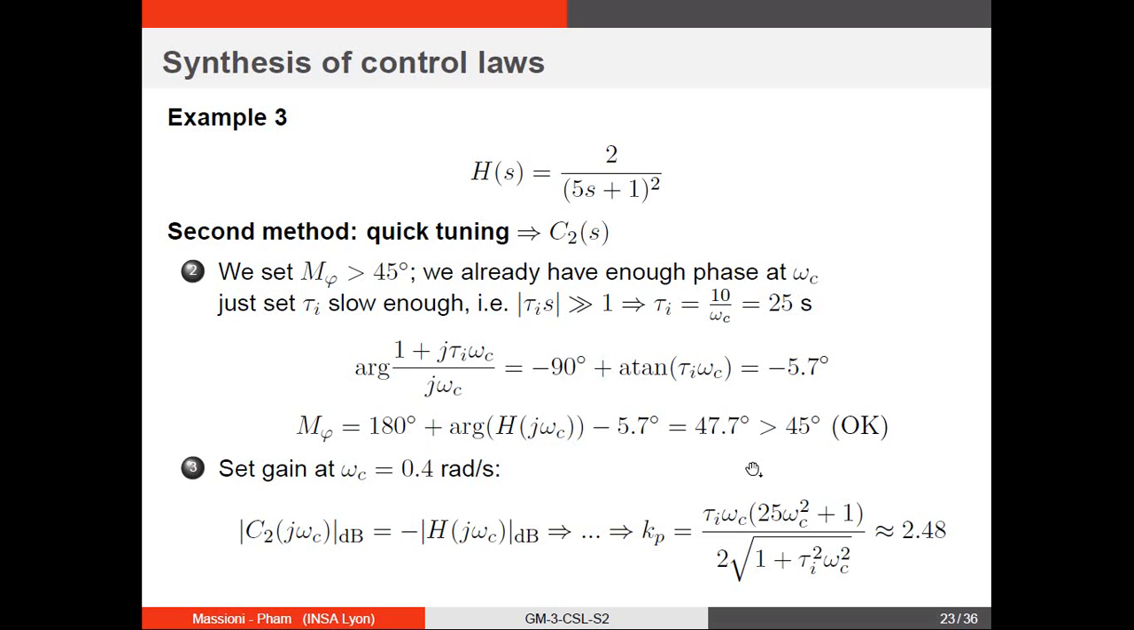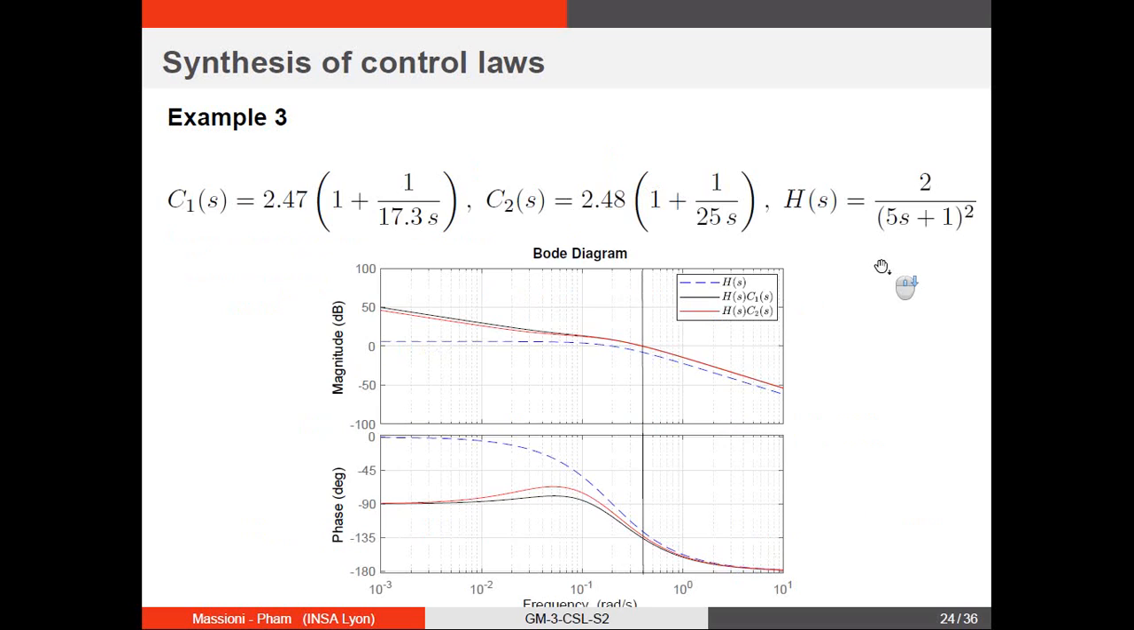And then you can finish off this example computing the gain of Kp, in this case again by setting the value of the modulus at 0.4 radians per second equal to 0 dB, or equal to 1 in terms of units, and this will give you Kp. The two tunings don't give a very different result, because the difference in terms of phase margin is really small. This is the first tuning, we call C1. This is the second tuning, we call C2.